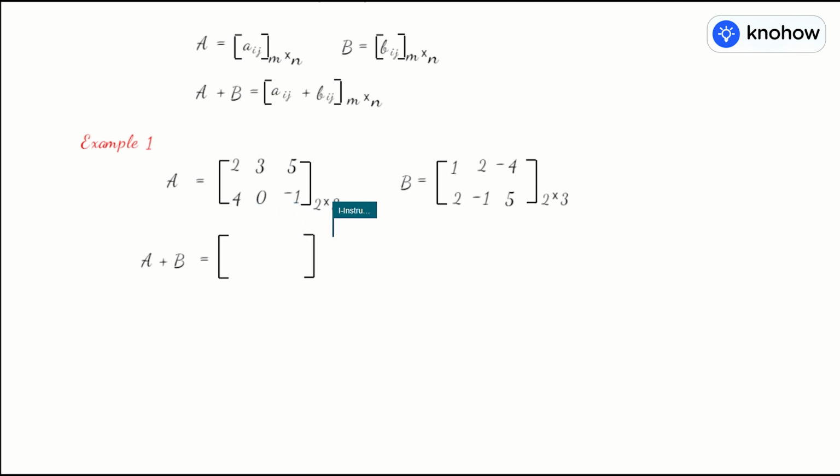Add the corresponding elements, that is A11 to B11. So 2 plus 1 is 3, 3 plus 2 is 5, 5 plus minus 4 will make it 1, and likewise 4 plus 2 is 6, 0 minus 1 is minus 1, and minus 1 plus 5 will be 4. So this is the value of A plus B for the two given matrices A and B. 3, 5, 1 are the elements of the first row, 6, minus 1, 4 are the elements of the second row, and the order of the resultant matrix, that is A plus B, remains the same.